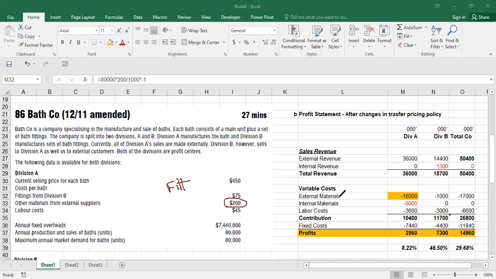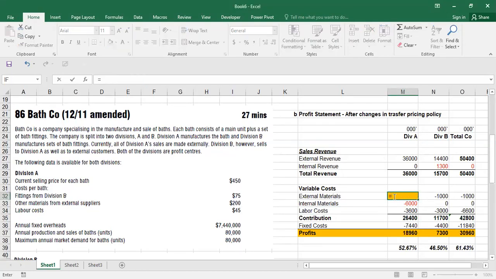See here, this division A number is wrong. This number is not correct, because now division A will buy. Let me write down the numbers, okay? Just to be quick. Division A, what will happen? Division A was purchasing these 80,000 units from outside for 200. There is no confusion about that. So that number will remain there.